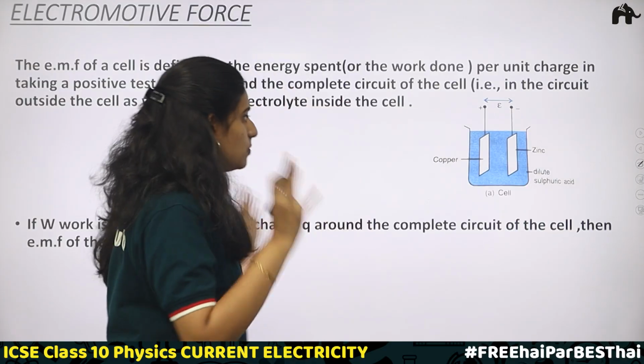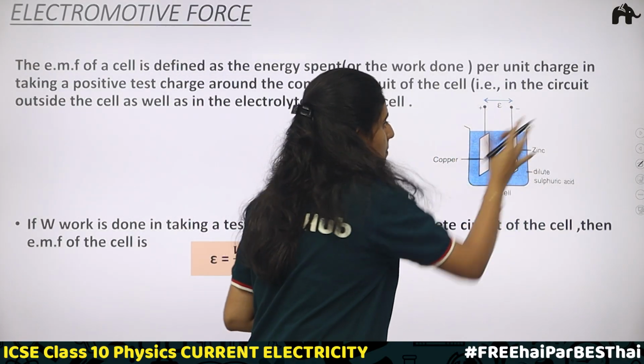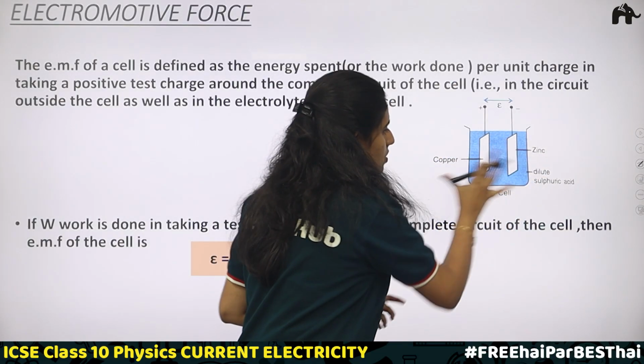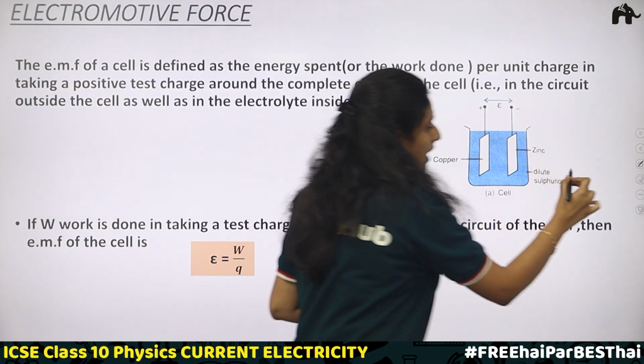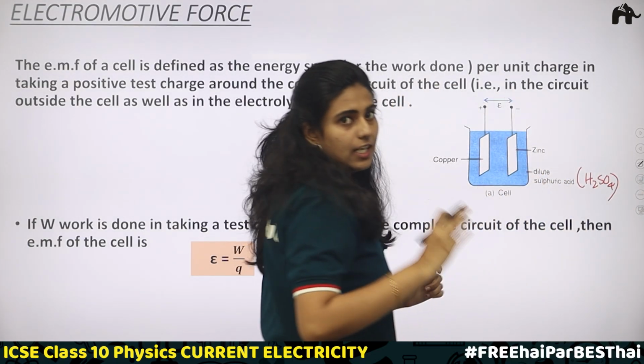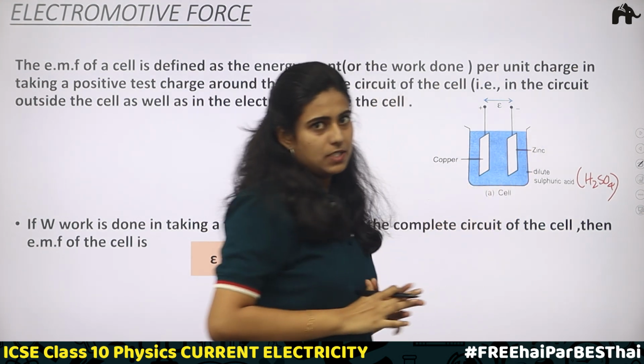To understand electromotive force, consider this cell. This is a cell in open circuit. We have not connected a bulb or resistor, anything. Just a simple cell we have. Here we have an aqueous solution. This aqueous solution is dilute sulfuric acid. Dilute sulfuric acid solution is taken and two electrodes are dipped into it. That is, a copper rod and a zinc rod are dipped inside this.